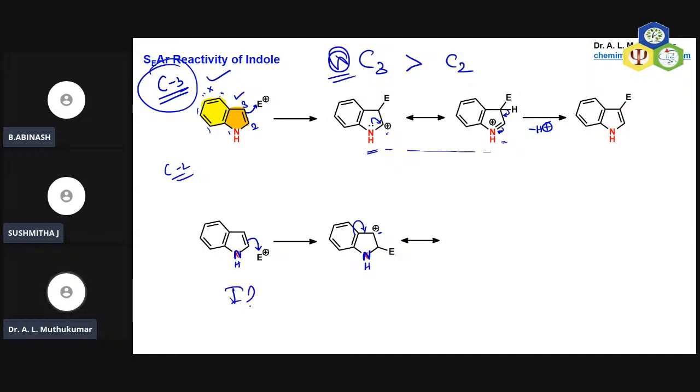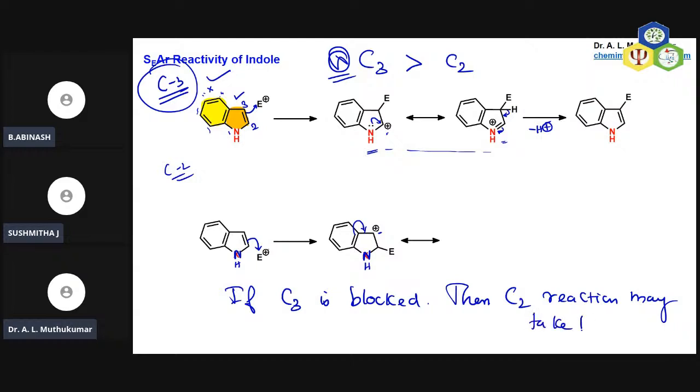Suppose if C3 is blocked, you may expect a reaction at the C2 position. Then C2 reaction may take place. Okay, so this is an important thing that you may be knowing.